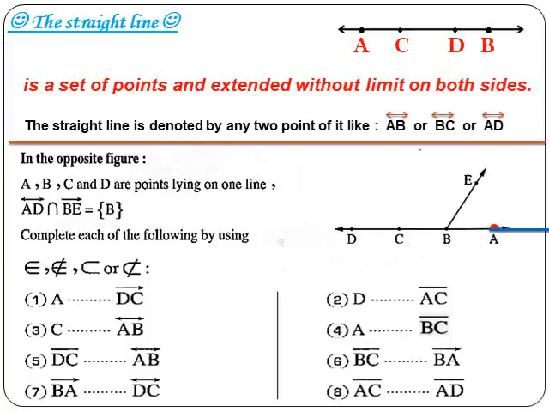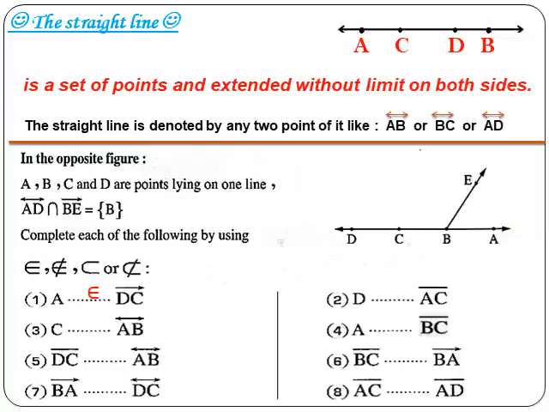So A belongs or not? The ray crosses it, so it belongs to it. If the ray crosses a point, it belongs to it right away. So A belongs to it. What about the next one?